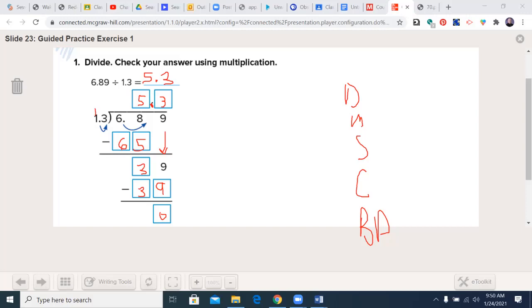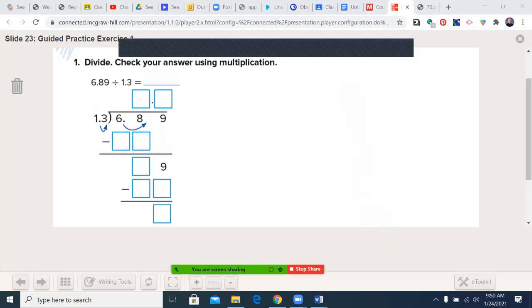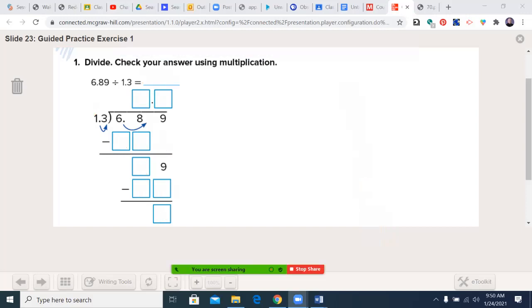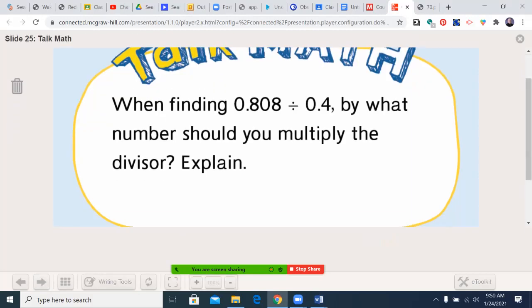Okay, I'm going to go ahead and clear the drawing. Close that up. The talk math coming up here. When dividing 808 thousandths by 4/10, by what number should you multiply the divisor? By 10, because there's 1 digit after the decimal place. So you multiply by 10, that moves it 1 spot to the right, so we get a 4. And you would multiply this by 10 as well, because you have to do it to both sides. And you'd end up with 8.08 divided by 4.